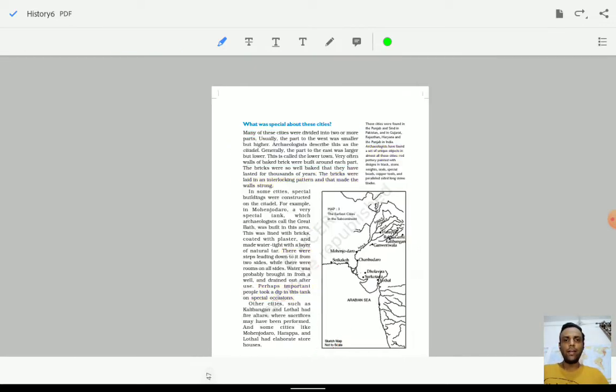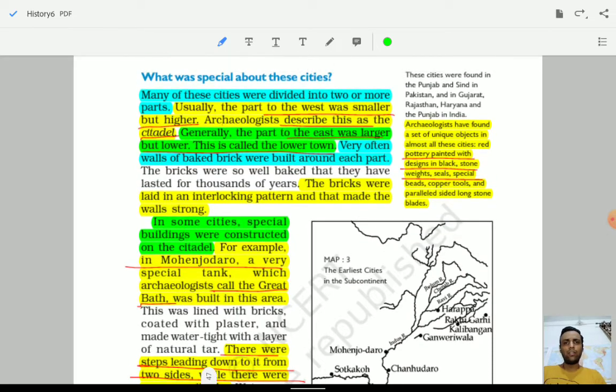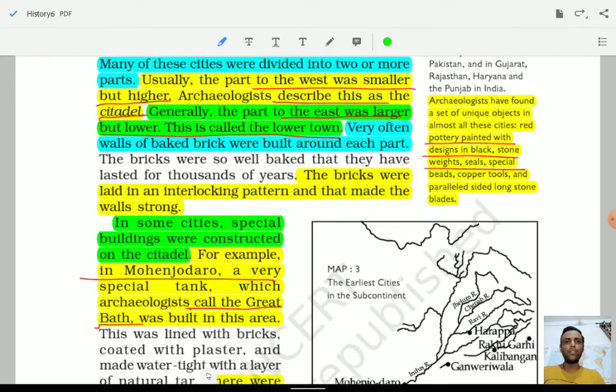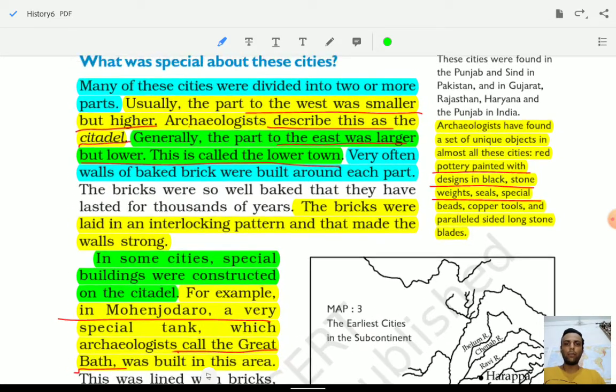Let us move ahead and understand the next part of this civilization: what was special about it and why it is so important. Many of these cities were divided into two parts. If you have read about Harappa in earlier classes, as a student of CBSE or other state boards, you must have come across this. If not, that is absolutely fine. The important information is that it was divided into two parts.